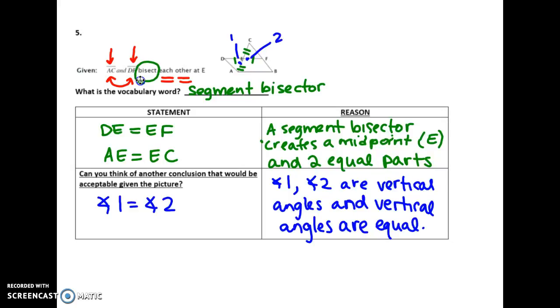Once you get these 2 notes, your job for the rest of the period is to finish 2, 3, 4, 6, and 7, and also continue working on the Regents Review Test 1 multiple choice.